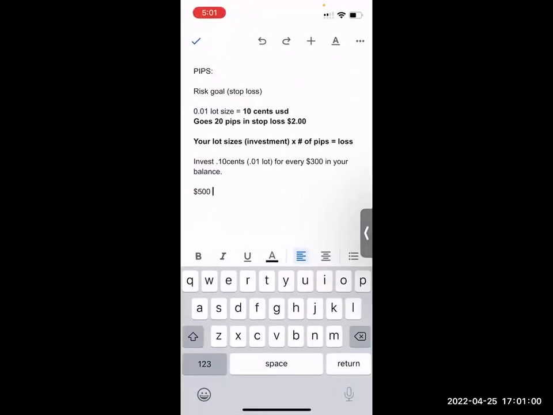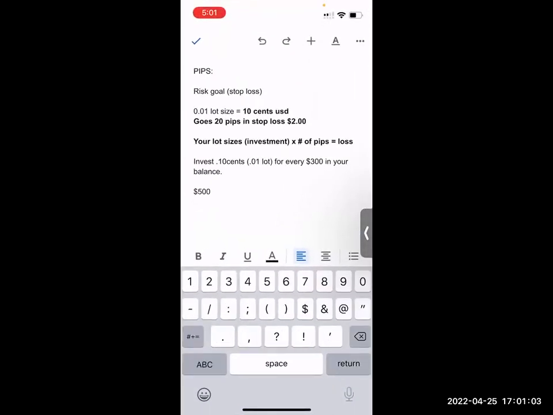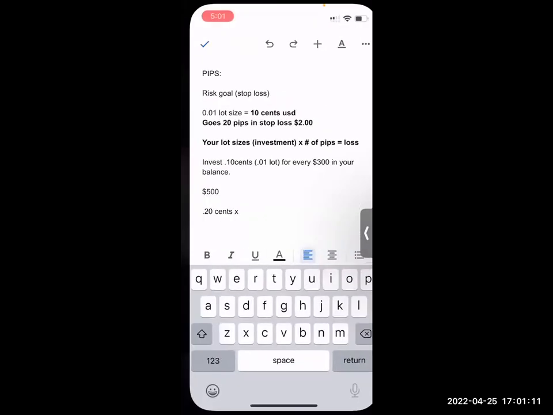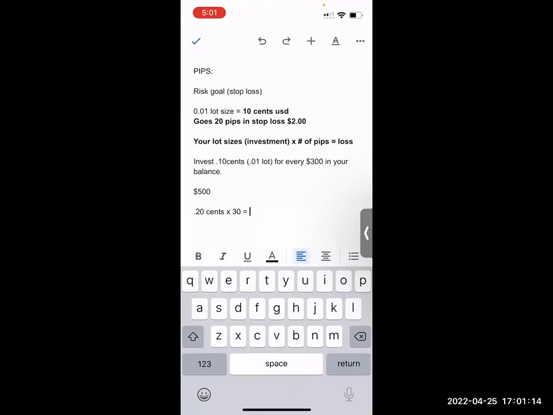So that means if I put 20 cents, let me just write it this way: 20 cents times 30 pips, or just 30, equals what, ladies and gentlemen? That's what you have to know before you place these trades. I usually tell people you have to know what you're willing to lose before you enter the market. So by the way, 20 cents times 30 equals $6. So if this trade goes into a loss, you have now lost $6. If you would have left it at 10 cents, you would have lost $3.